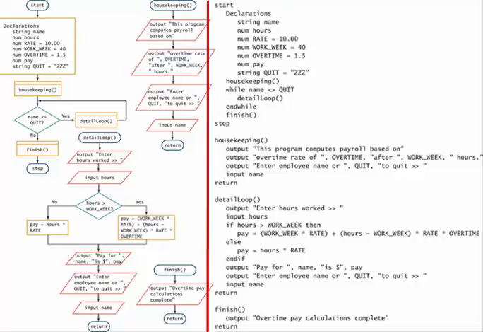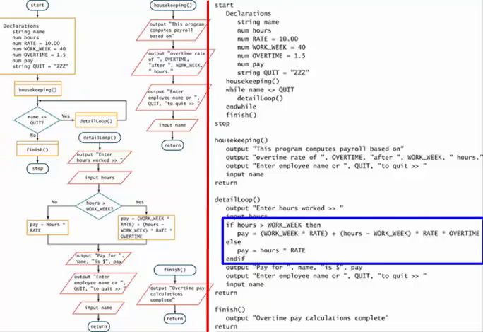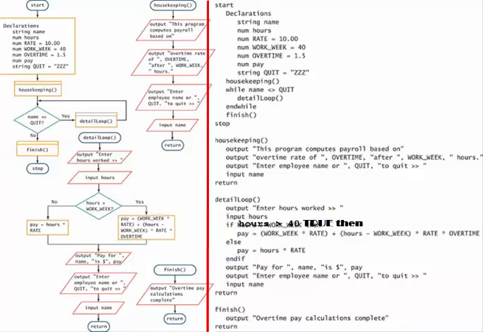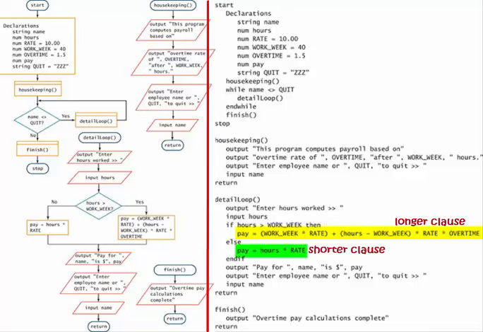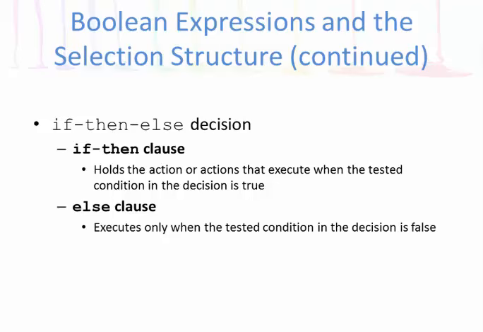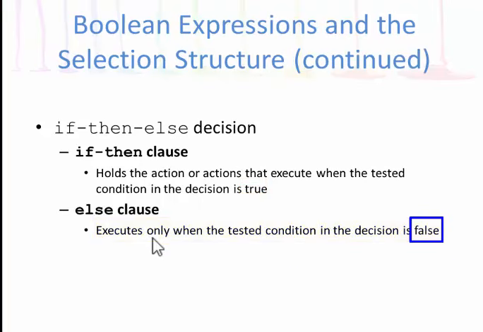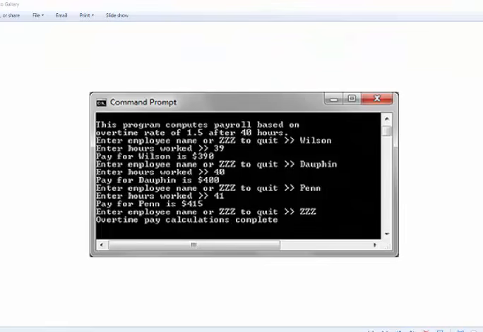Within your if statement, if hours is greater than work week, so if hours is greater than 40, if that is true, then we're going to do the longer pay rate clause. Else, you're going to do the shorter pay rate clause for pay. So the if then clause holds the action or actions that execute when the tested condition in the decision is true, and the else clause executes only when the tested condition in the decision is false. Figure 4.4 shows a sample of the execution of the program in the command line environment.